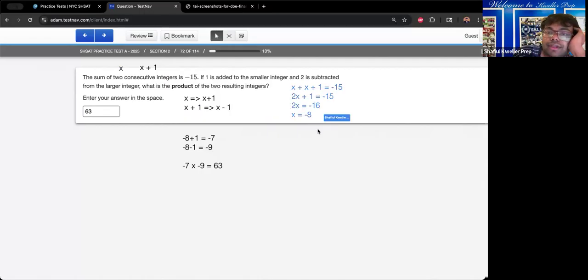1 is added to the smaller integer. Negative 8 plus 1 is negative 7. And then 2 is subtracted from the larger integer. So the larger integer is negative 8 plus 1, minus 2. So it's just negative 9. Negative 7 times negative 9 is 63. And yeah, that should be your answer.